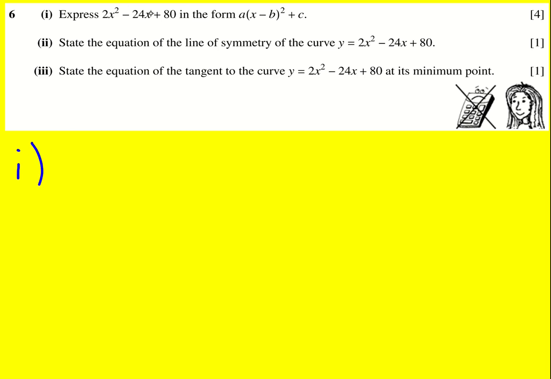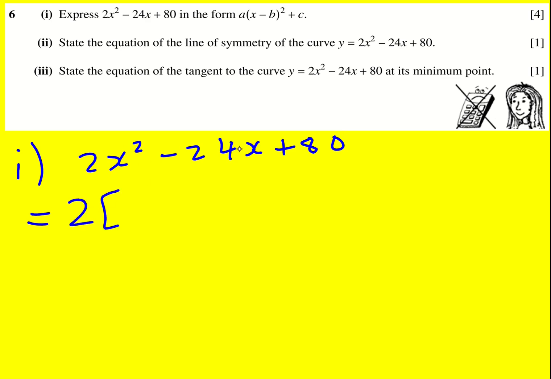Expressed in this form, this is a completing the square question. First things first. Actually, let me just write the thing down: 2x squared minus 20x plus 80. Right, first things first, take the 2 out. Factorize the 2 out of the first two expressions.